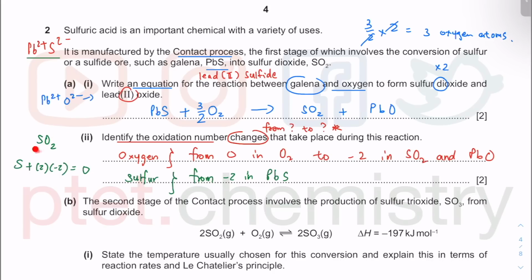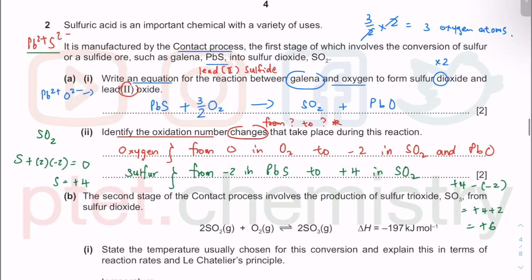Overall, the oxidation number of this molecule is 0, and that is part of the rules of oxidation number. So it goes to plus 4 in SO2. The oxygen is minus 2 in SO2, but the sulfur is plus 4 in SO2 there. So the change is going to be plus 4 minus minus 2. If you think about it, plus 4 is the final one, minus minus 2, that is plus 4 plus 2. You get an increase of 6 in oxidation number. Okay, hopefully that makes sense to you.